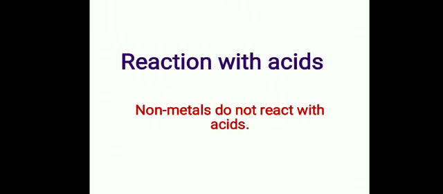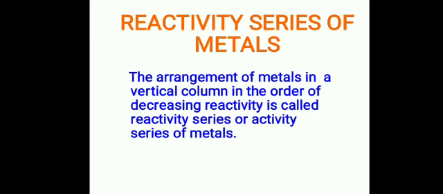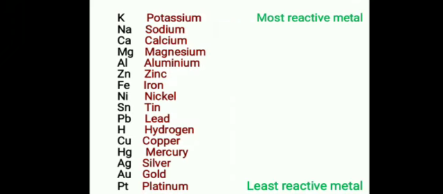Now next is reaction with acids. Non-metals don't react with acids. Now the next property is the reactivity series of metals, or you can say the activity series of metals. The arrangement of metals in a vertical column in the order of decreasing reactivity is called the reactivity series or activity series of metals.